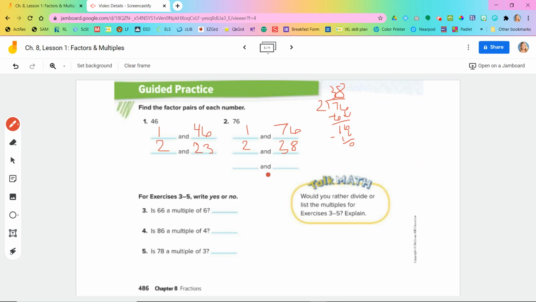Now, let's check 3. So let's use our trick for 3. My trick to see if I need to worry about dividing by 3 is 7 plus 6.